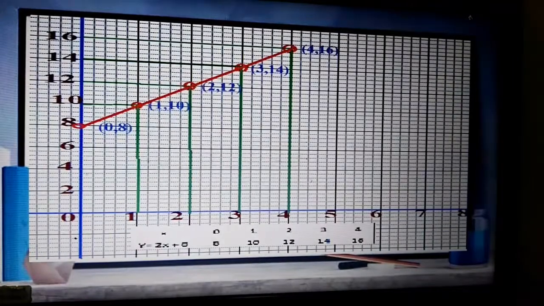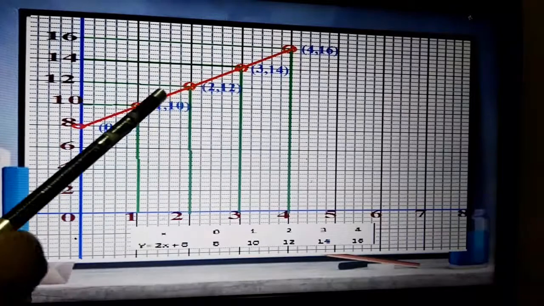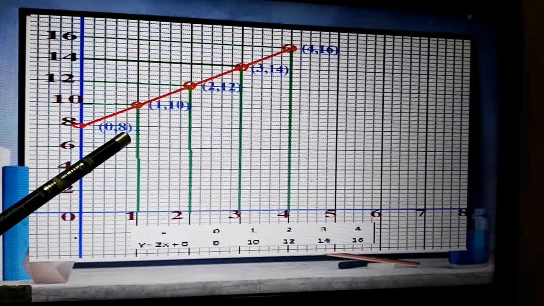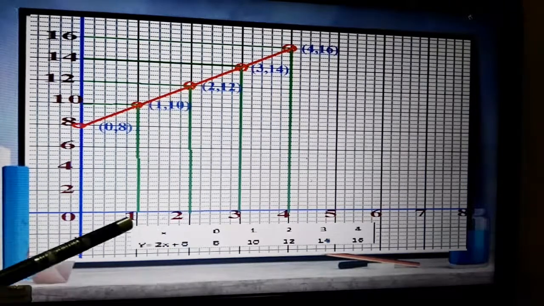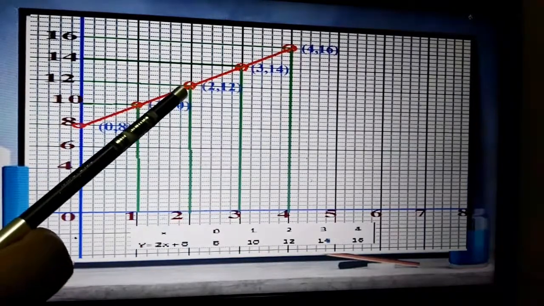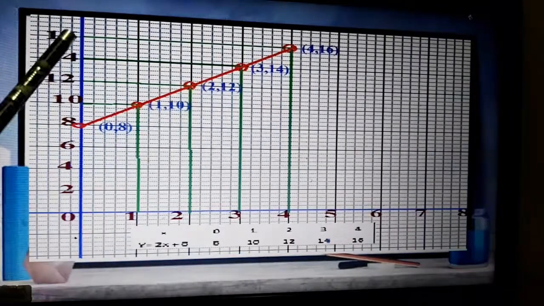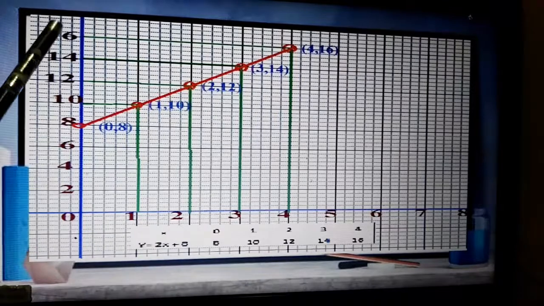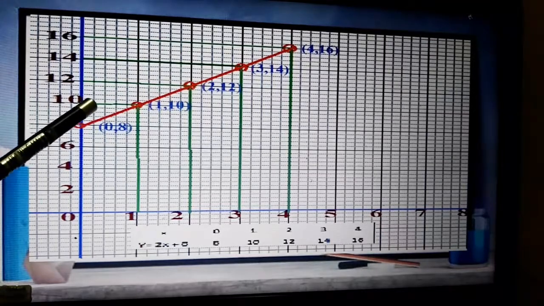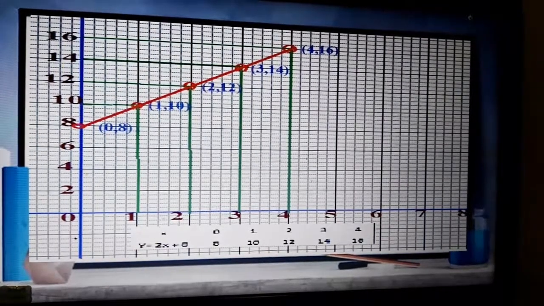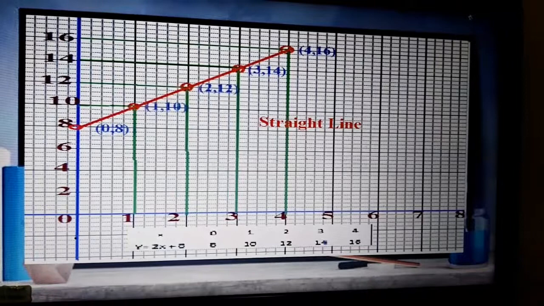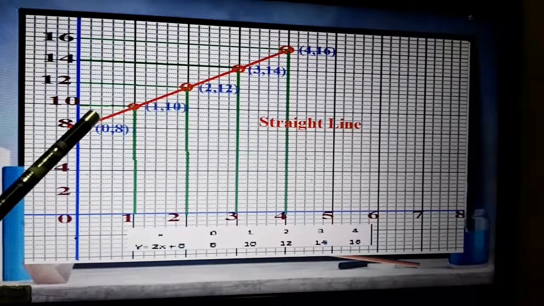Now, we have joined all these points for the Cartesian coordinates: 0, 8 here, 1, 10, that is 1 for x and 10 for y, 2 for x and 12 for y, 3 for x and 14 for y, 4 for x and 16 for y. Now, by joining all these points, we get this graph line. Now, the second part was to notice something about the line. So, you notice that this line is basically a straight line.